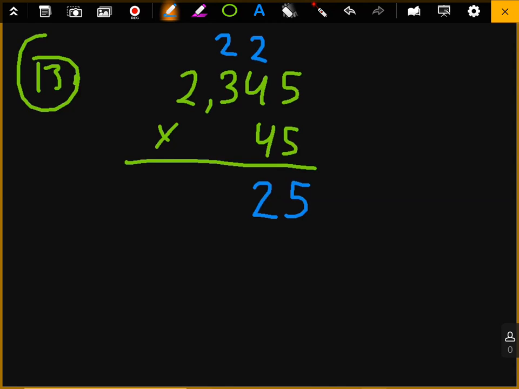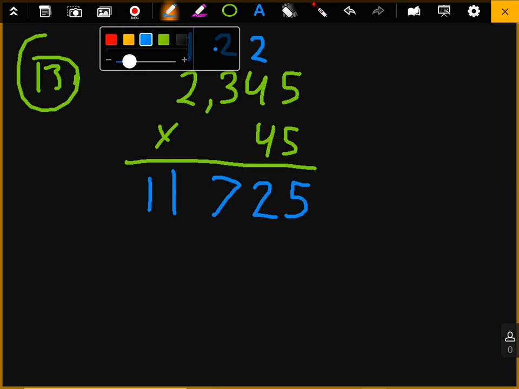You're going to go to 3 now. 5 times 3 is 15, plus 2 is 17. The 7 that's in the ones place goes up here. The 1 that was in the tens place goes up there. 5 times 2 is 10, plus 1 is 11. And that's our partial product answer for now.